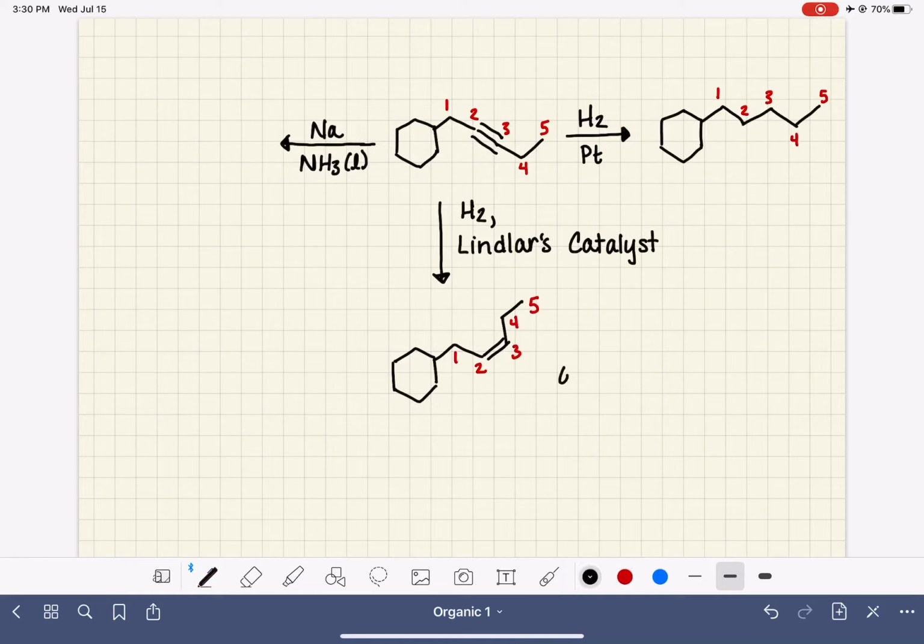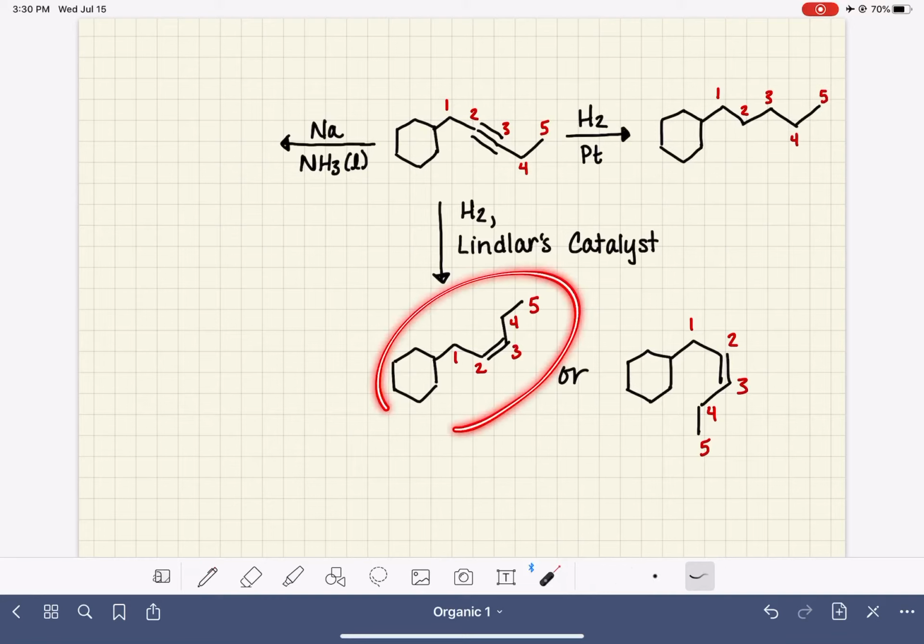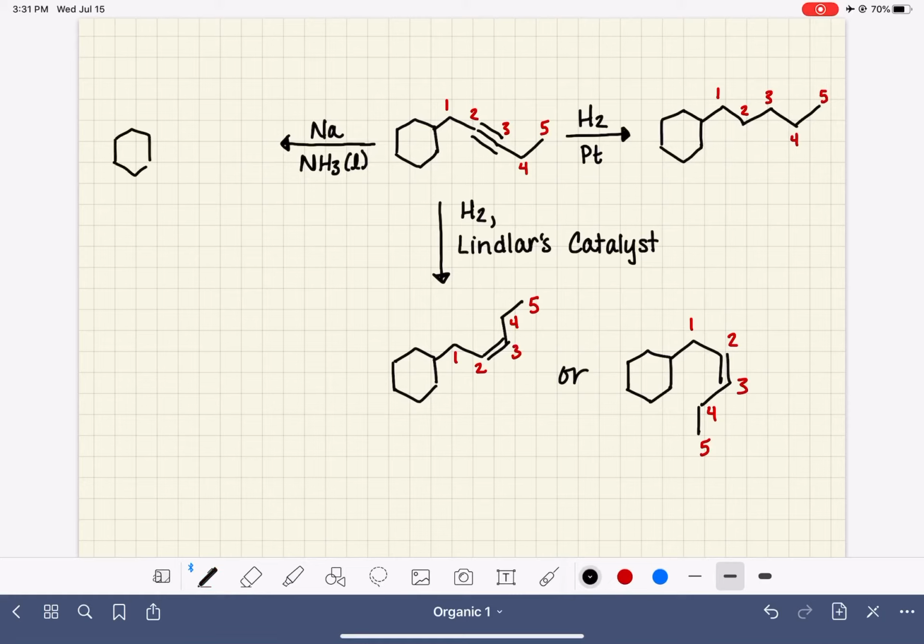In terms of how we draw that cis alkene, you can really draw it however you would like, as long as you are making sure that you are showing the cis orientation around the double bond. So the two structures that I've drawn here are actually identical to each other. This is just two different ways that you might represent the products of this reaction. And then last but not least, we have our dissolving metal. This is the one that gives us the trans alkene, which will look like this. 1, 2, 3, 4, 5.